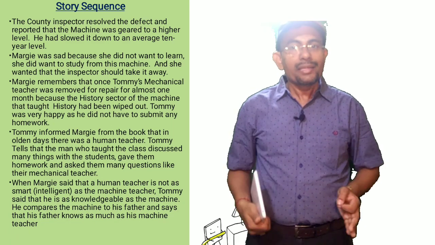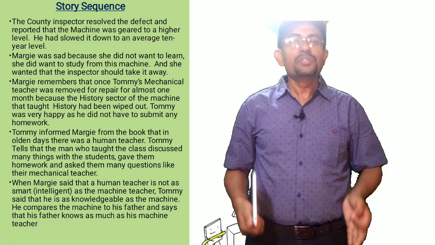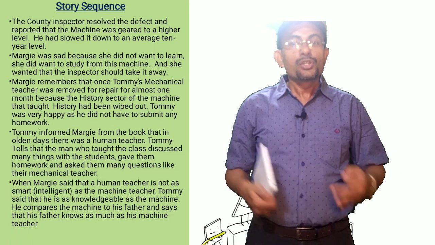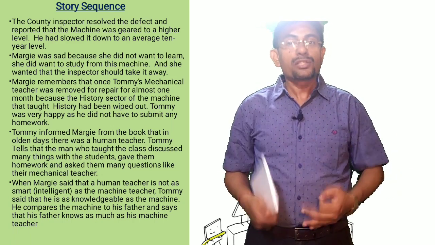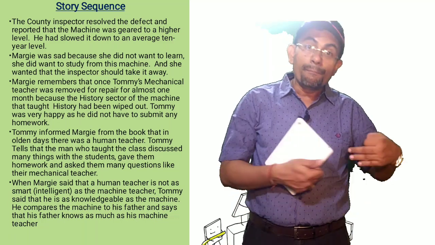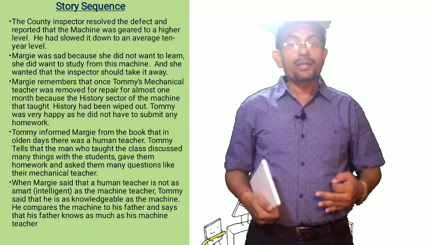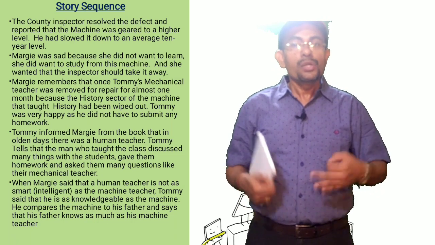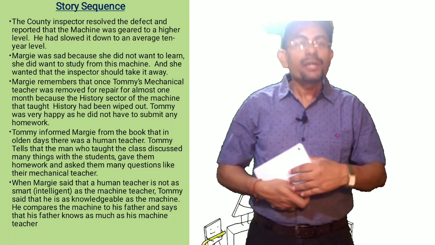When Margie said that a human teacher is not as smart as the machine teacher, Tommy said that he is as knowledgeable as the machine teacher. He compares the machine to his father and says that his father knows as much as the machine teacher.